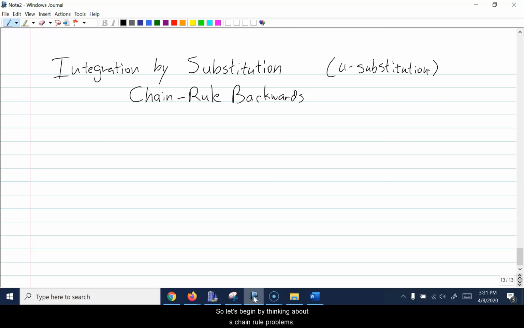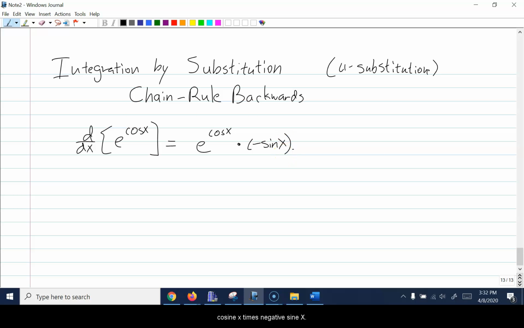So let's begin by thinking about a chain rule problem. Let's say I wanted to take the derivative of e to the cosine x. This is like the standard example of a thing that I would want to use the chain rule on, right? The outside thing is e to the, what's the derivative of e to the something? It's e to the, leave the inside alone, times the derivative of the inside, which is negative sine x. There you go. So the derivative of e to the cosine x is e to the cosine x times negative sine x.